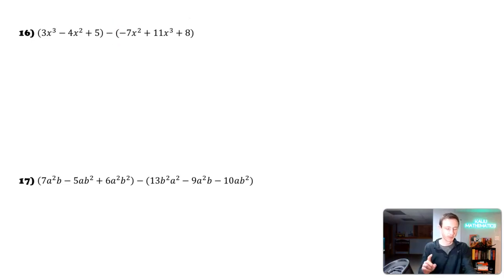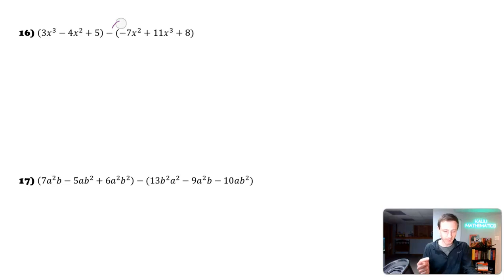Two ways of thinking about this. The first way is if I'm subtracting off this entire polynomial, I want to take the opposite of every term. So the negative 7x squared is going to become a positive. Positive 11x to the third is going to become a negative. 8 is going to become a negative 8. That's one way to think about it.